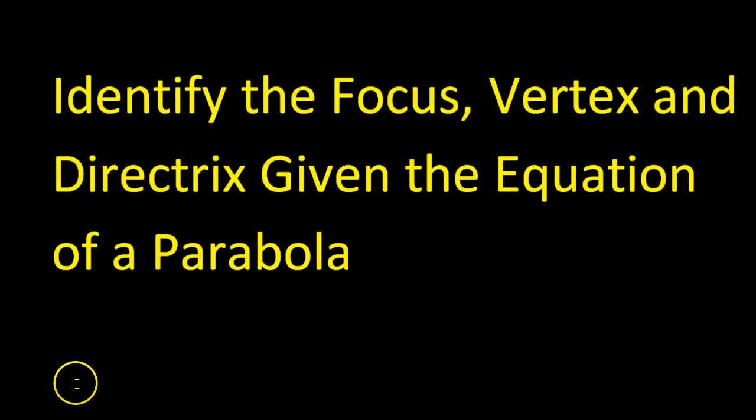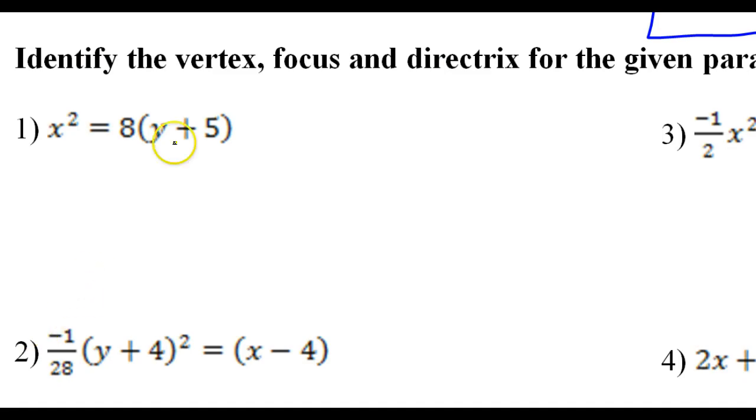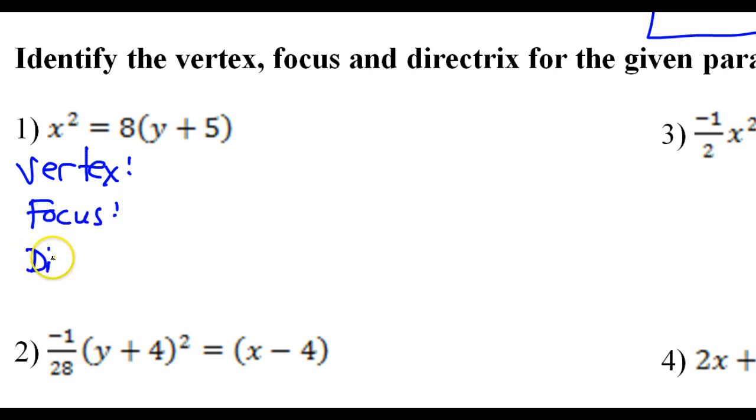In this video, we will learn how to identify the focus, vertex, and directrix given the equation of a parabola. All right, so for problem number 1, the vertex should be the most obvious. So we'll need the vertex, the focus, and the directrix. The vertex is just going to be the opposite of this one and the opposite of this one. So it's going to be 0, because it's just x squared, and then -5. So (0, -5).